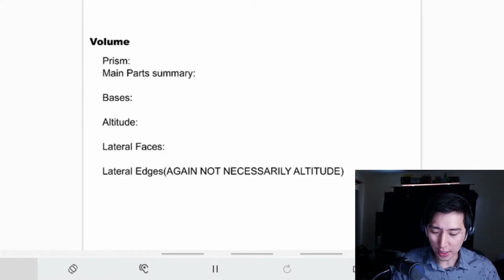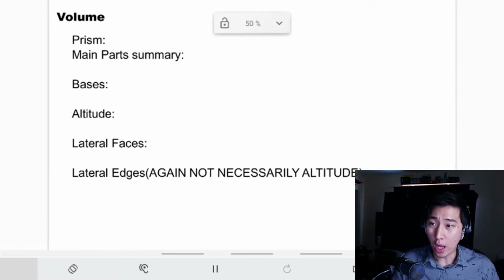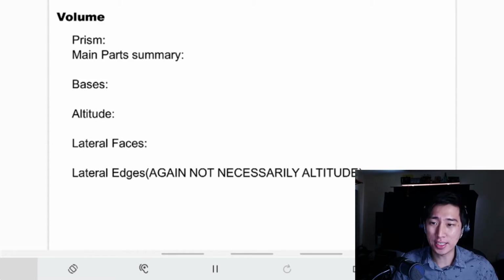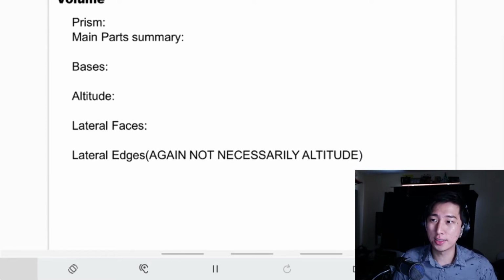Okay, moving on. So just as a quick summary, make sure you know what a prism is, what the main parts are, what are bases, what are altitudes, what are lateral faces, and what are lateral edges. One thing to remember is my lateral edges are not necessarily my altitudes. Whoops, sorry, that's a little bit blocked. Okay, now I'm not filling anything in over here because I want to keep these videos short, but at the same time too, this is a good chance for you to pause and for you to write this down in your notes so that way you guys have it.